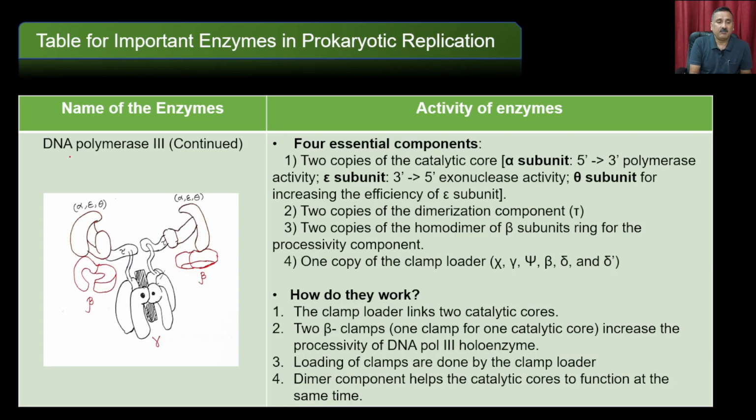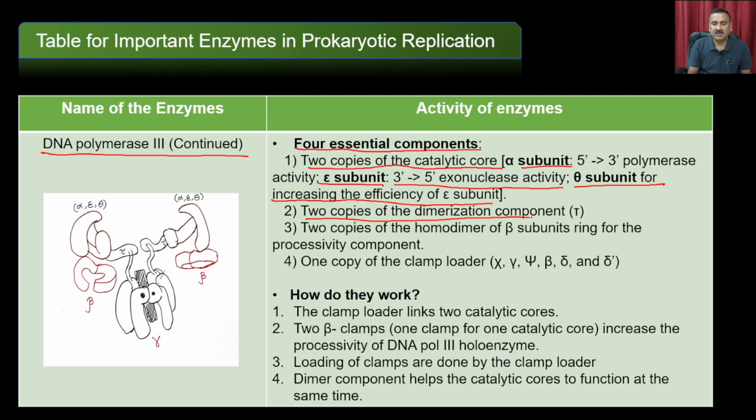Then we have the DNA Pol III. This is the structure of the DNA Pol III, and you can see that all these components are assembled to form this particular enzyme, and there are 4 essential components. You have the 2 copies of the catalytic core, that is the alpha subunit and the epsilon subunit. Alpha subunit has the 5 prime to 3 prime polymerase activity, whereas the epsilon subunit has the 3 prime to 5 prime exonuclease activity, whereas the theta subunit is for increasing the efficiency of the epsilon subunit.